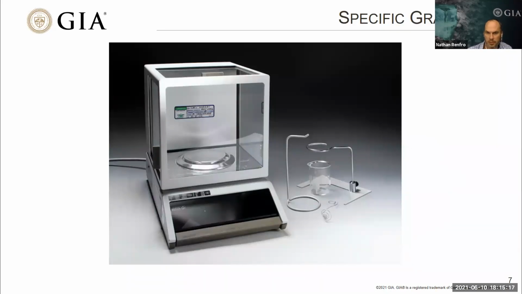We also measure the specific gravity, and we can do this hydrostatically using a scale with the appropriate hardware for making a hydrostatic measurement. The specific gravity for beryl is around 2.7. So we also have to confirm that the specific gravity is consistent with beryl. This would eliminate things like glass and plastic or green materials that could be an imitation of beryl.